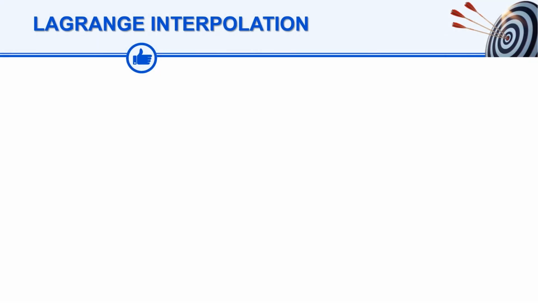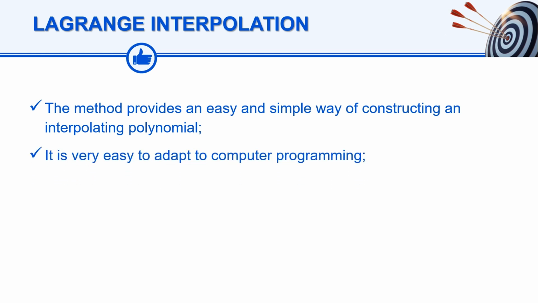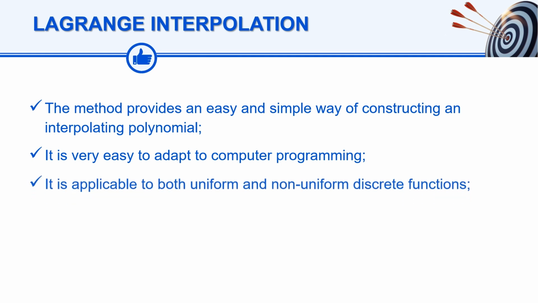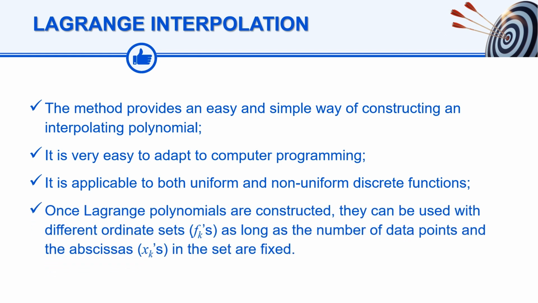The advantages of the method are: the method provides an easy and simple way of constructing an interpolating polynomial. It is very easy to adapt to computer programming. It is applicable to both uniform and non-uniform discrete functions. Once Lagrange polynomials are constructed, they can be used with different ordinate sets as long as the number of data points and the abscissas in the set are fixed.